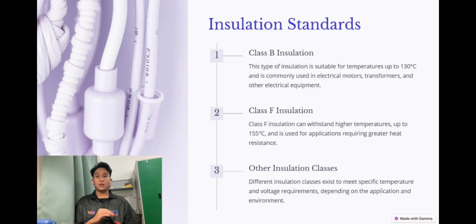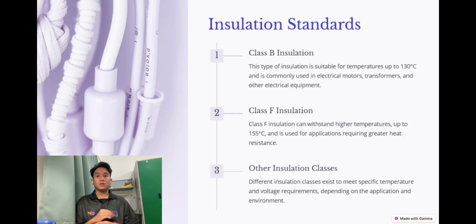Insulation standards. Number one is Class B insulation. This type of insulation is suitable for temperatures up to 130 degrees and is commonly used in electrical motors, transformers, and other electrical equipment. Number two is Class F insulation.